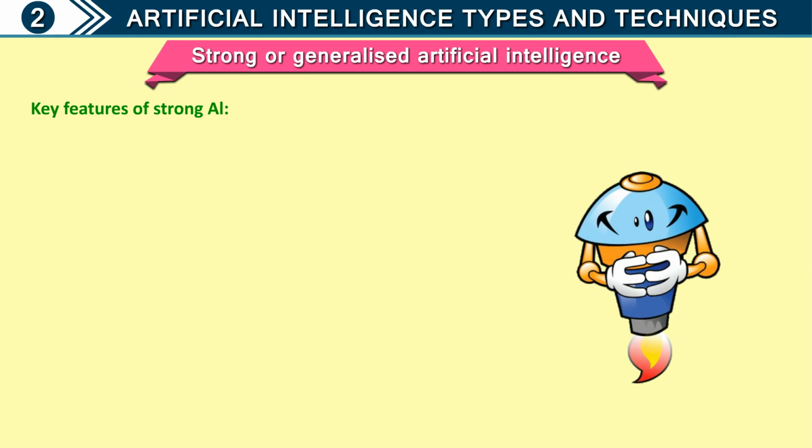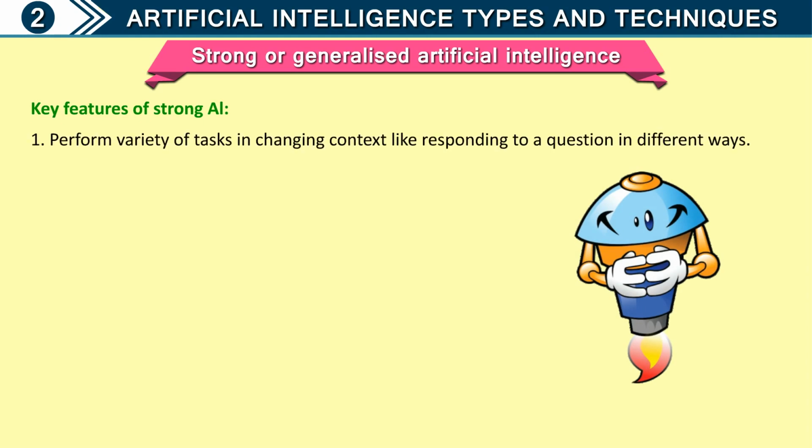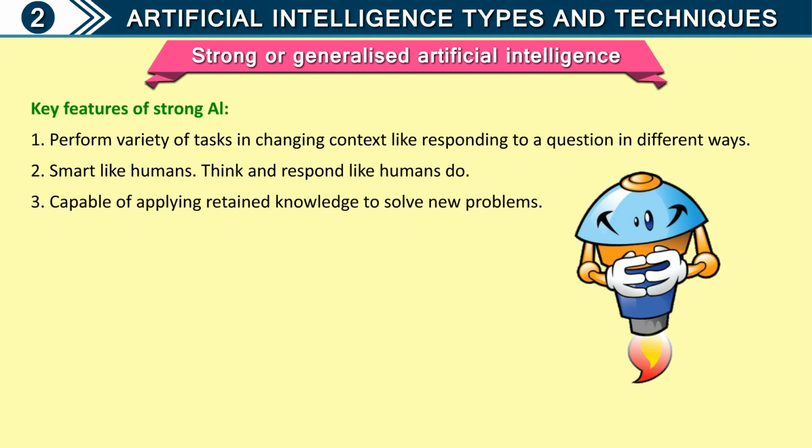Key features of strong AI. Perform a variety of tasks in changing context, like responding to a question in different ways. Smart like humans, think and respond like humans do. Capable of applying retained knowledge to solve new problems.